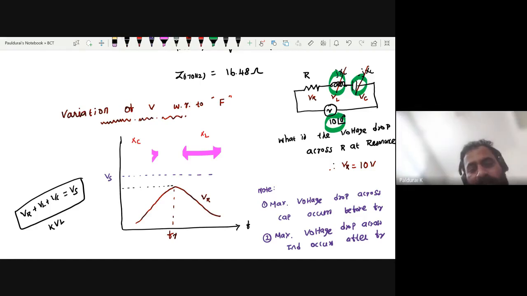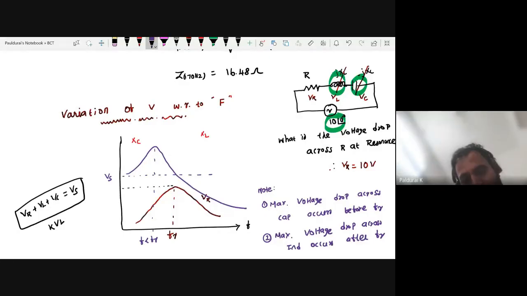But now if you sketch when maximum voltage drop occurs across capacitor before resonance frequency, you will get a curve like this. Till here, then after that, this frequency is less than FR. Take this frequency as FC. What is FC? The frequency at which maximum voltage drop occurs across capacitor.